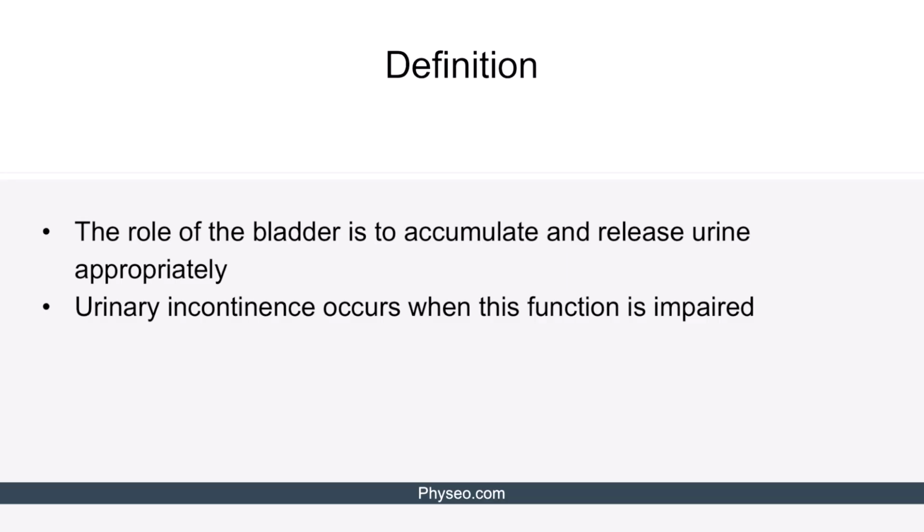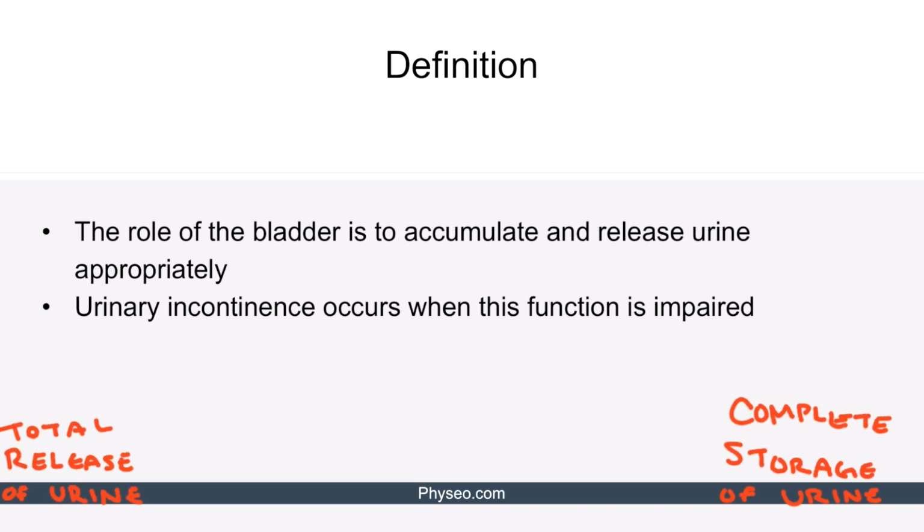Let's get started. To understand the different pathologies of this lecture, we need to review some basic concepts. As you know, the role of the bladder is to accumulate and release urine. Now, urinary incontinence occurs when this function is impaired in really any way. This could mean the unwanted release of urine, the excessive storage of urine, or anything in between. And there are actually a variety of mechanisms that can lead to those alterations.